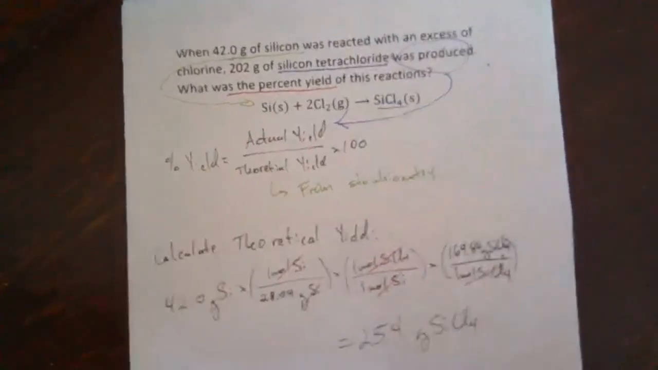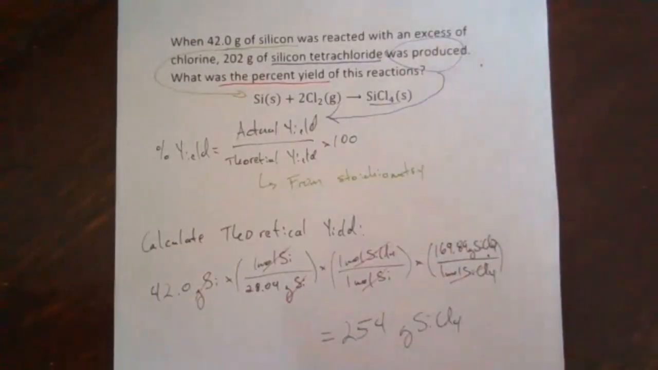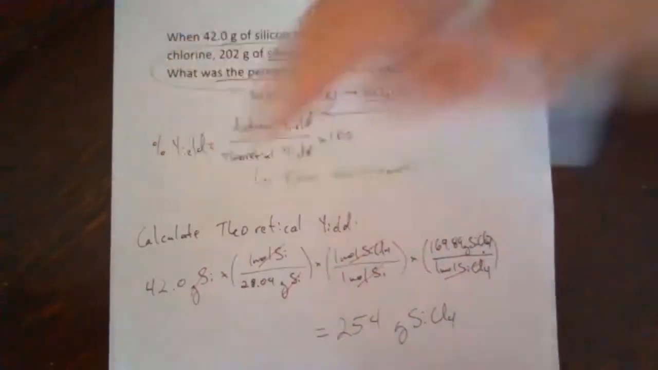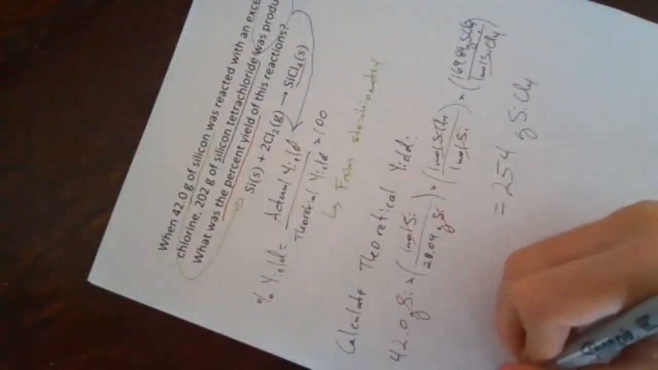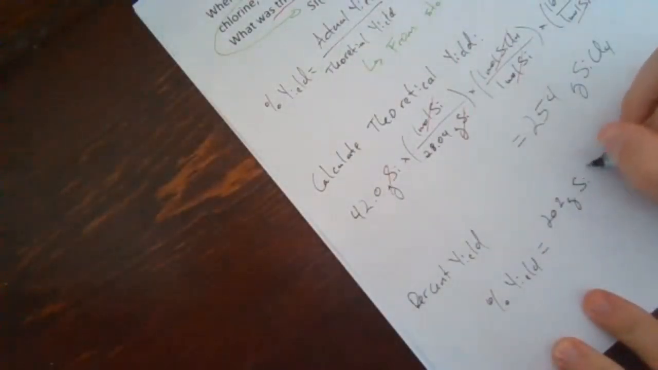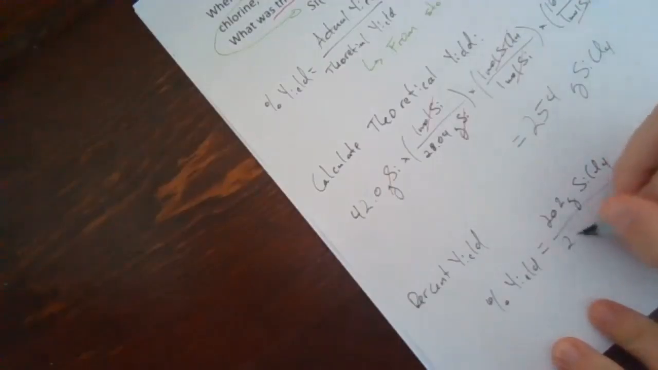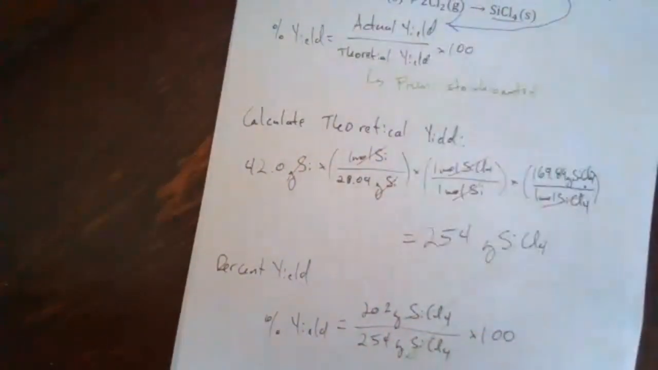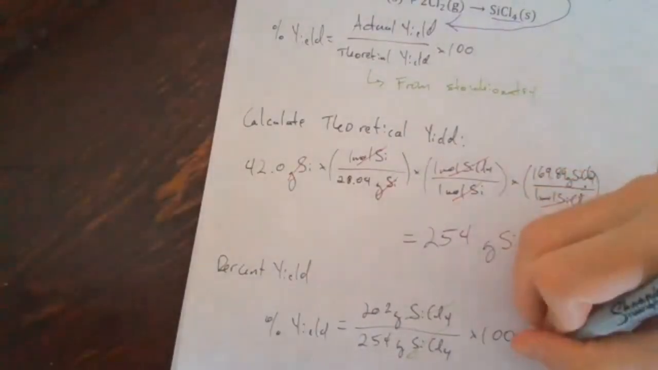That's not quite what we wanted in the end. This is what you could have done. What we want to do is plug that back into percent yield. And so we find percent yield is equal to the actual yield, which is the one we were given, 202 grams of SiCl4, divided by 254 grams of SiCl4, times 100. Importantly, those units cancel out. They are the same compound. And what we get from that is 79.5%.